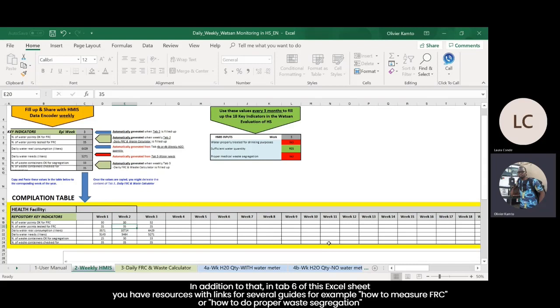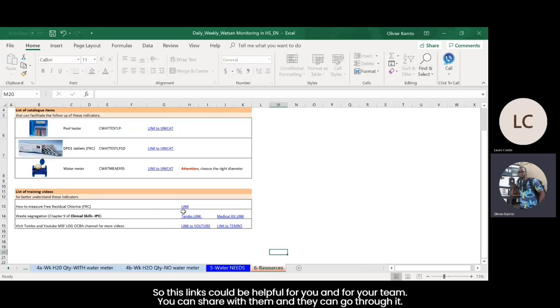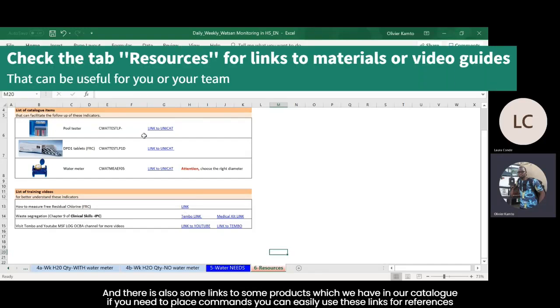In addition to that, in tab 6 of this Excel sheet, you have resources where you have several links for how to measure free residual chlorine, how to do proper waste segregation, etc. So these links could be helpful to you and to your team. You can share with them, they can go through it. But there are also links of some key products which we have in our catalog. If you need to place orders, you can easily use these links for reference.